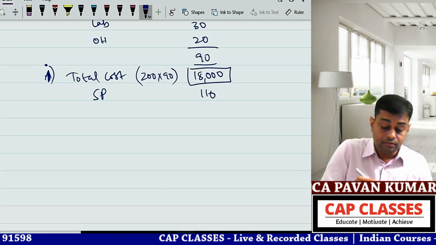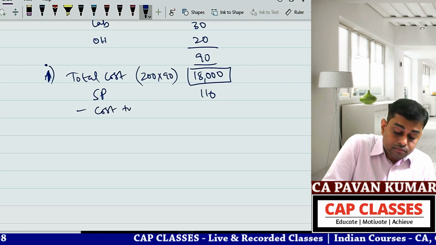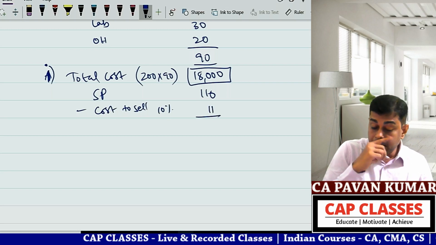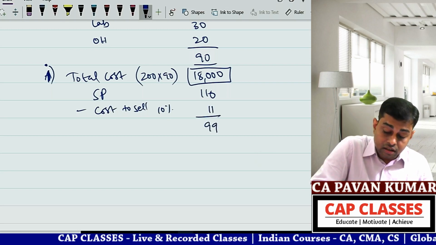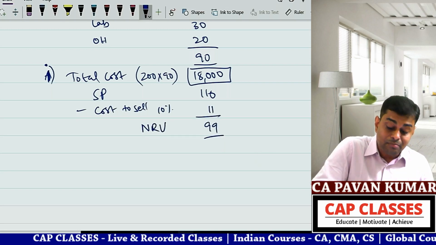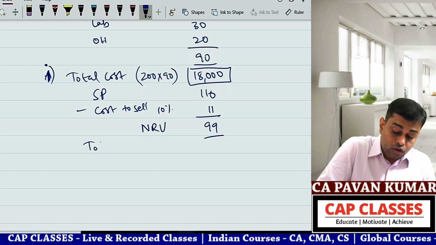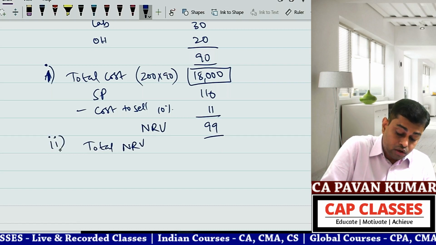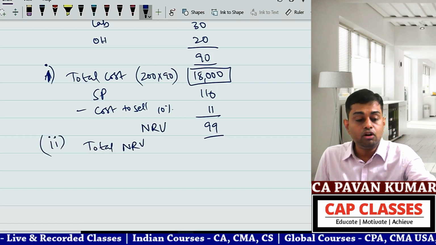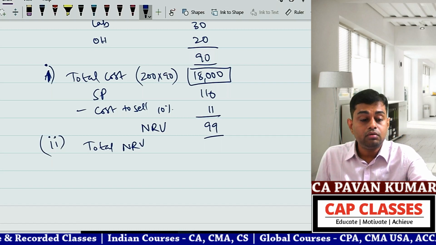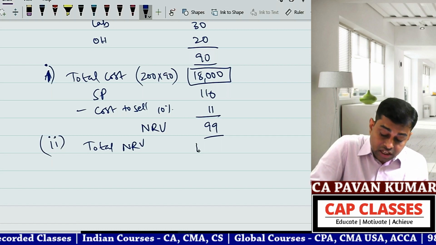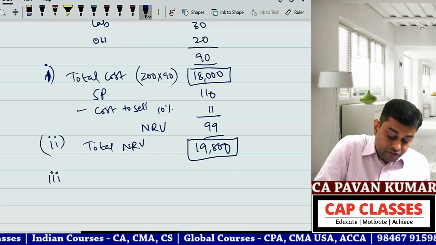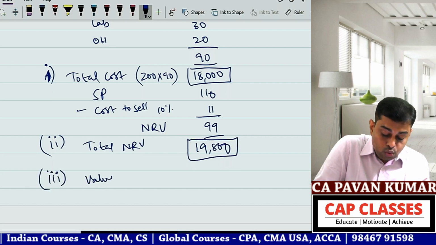Selling price 110 less cost to sell 10%. What is 10% of 110? It is 11. 110 minus 11 is 99. What is this 99? Net realizable value. So total net realizable value is, for point number 2, 200 into 99. How much? 200 into 99. So it is 19,800.